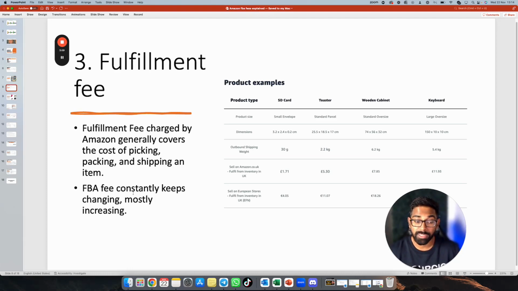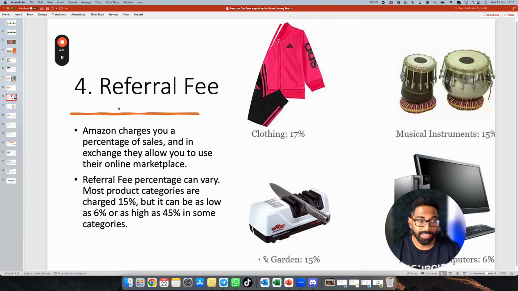Now, it does keep constantly changing and mostly increases, but here you can see how much the fulfillment fees are for a product of this dimension and this weight. If the product is this dimension but a higher weight, it will charge you higher fulfillment fees, or at least they will estimate what the fulfillment fees are. The best way to actually calculate your fulfillment fee is either adding the product into your inventory and then seeing your fulfillment fees, or you can use software like Sourcio, which I'll talk about in a bit, to calculate your estimated fulfillment fees. See, that's fulfillment fees.